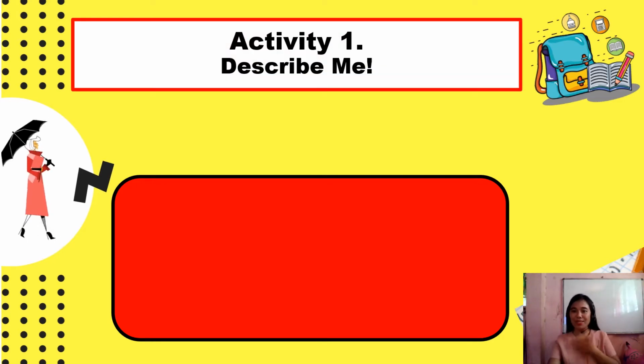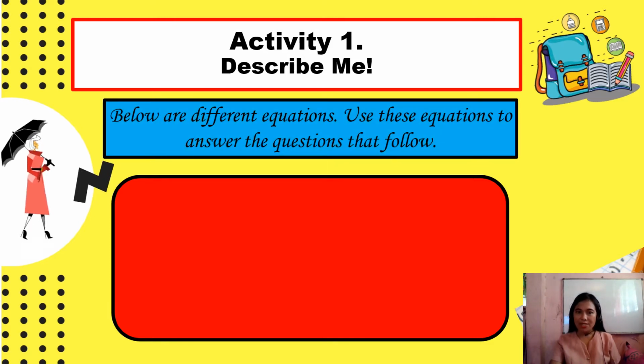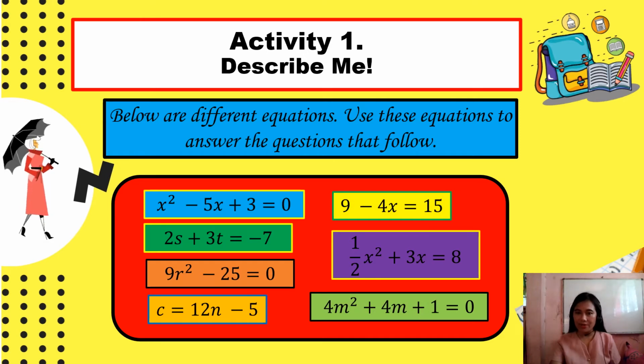Okay, so this is supposedly Activity 1 if it's in asynchronous learning, but because it's asynchronous, let's just discuss what this activity is going to be. Below are different equations. Use these equations to answer the questions that follow. You can take a screenshot of these equations so you can answer the questions on the other slides. We have seven equations in all.